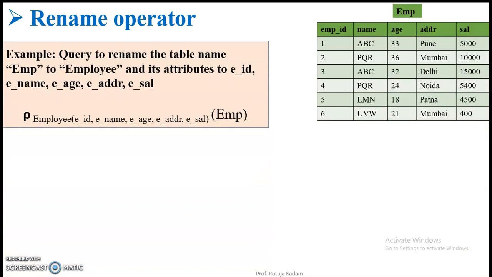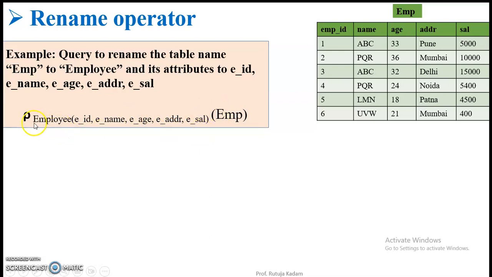Now let us look at how this rename operator works in relational algebra. So basically, let's say I want to rename the table name from EMP to employee and its attributes to EID, ENAME, EAGE, EADDRESS and ESAL. However, the earlier column names are EMP_ID, name, age, ADDR, that is address, and SAL for salary. Now if I want to rename it, how will I do that? So it is rho. Now outside the bracket, the new name that I want to give to the table and the attribute names that I want to change.